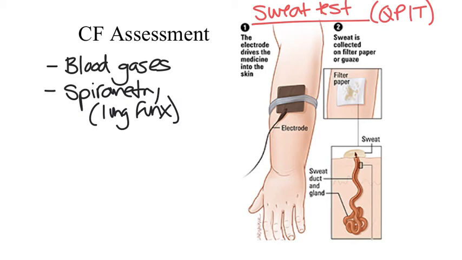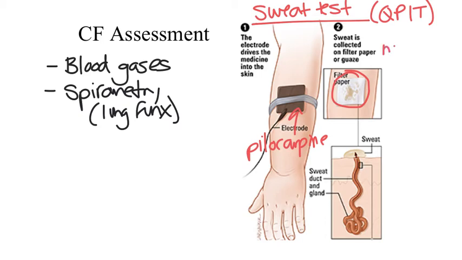As demonstrated in the image here, an electrode drives the muscarinic agonist pilocarpine into the skin, which results in increased sweat gland activity, increased production of sweat, and allows sweat to be collected on a piece of filter paper or gauze that is placed against the skin. That sweat is then tested for chloride content.